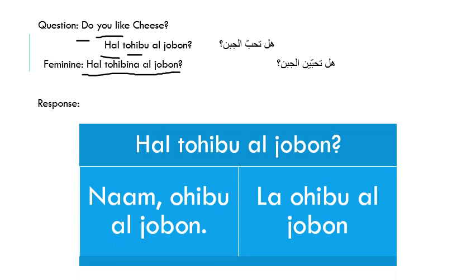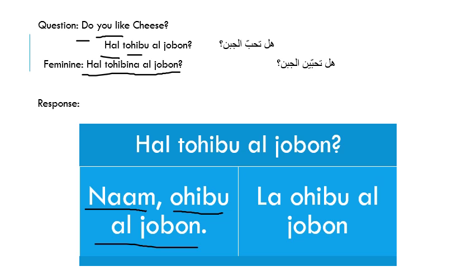So, if this person is speaking to a masculine, the question will be, هل تحب الجبن? If this person is speaking to a feminine, the question will be, هل تحبين الجبن? The answer to this question will be, yes, I like cheese, which means naam, yes means naam, I like أحب and cheese الجبن. In this way, we answered in the affirmative voice.